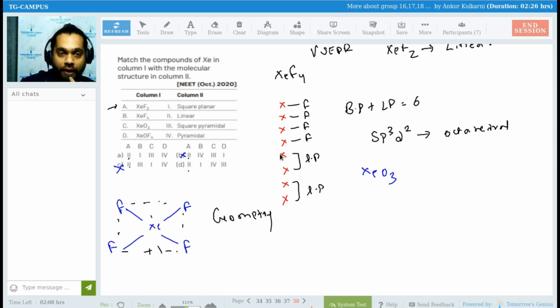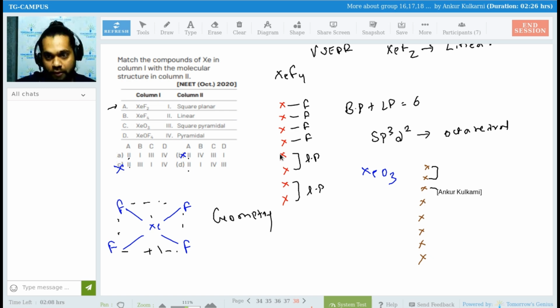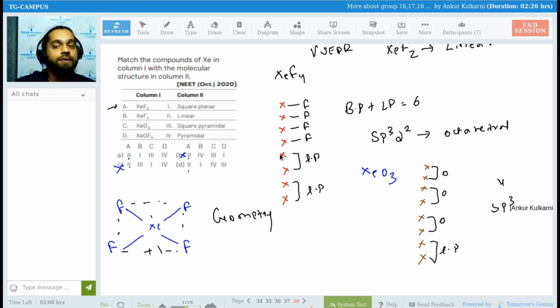So hybridization we have got for XeO3, correct, Sarjana? Xe again 1, 2, 3, 4, 5, 6, 7, 8. Correct. Now for the oxygen, I will have oxygen, oxygen, oxygen, and the lone pair. So 3 plus 1, 4. 4 means sp3. sp3 is nothing but tetrahedral. So XeO3 is tetrahedral, but do we have tetrahedral?